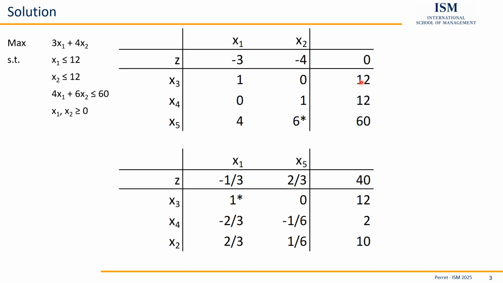I can do the same thing for this 12. I would have this rectangle. For this 12, this rectangle. For this 1, I would have this rectangle. And for this 0, I would have this rectangle.